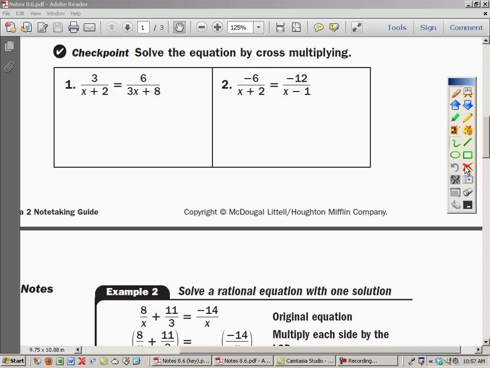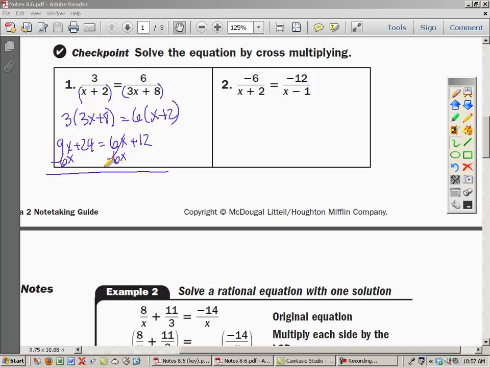All right, let's take a look at our solution for the first checkpoint problem. Okay, again, cross-multiplying, this gives us 3 times 3x plus 8 is equal to 6 times x plus 2. So this becomes 9x plus 24 is equal to 6x plus 12. From there, we're going to subtract 6x from both sides. And then I'm also going to subtract 24 from both sides. On this side, we get negative 12. And on this side, we get 3x. Dividing both sides by 3, you get x equals negative 4.